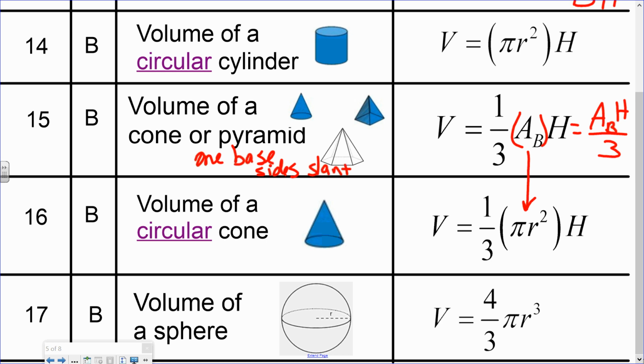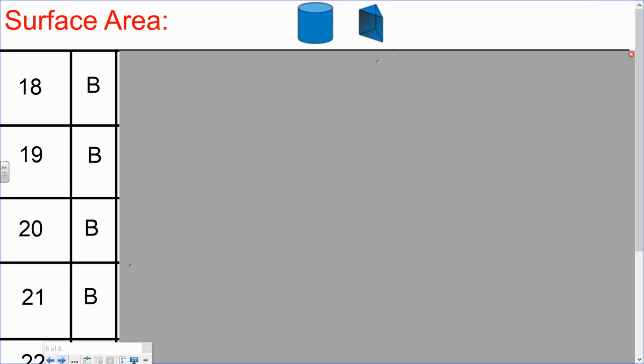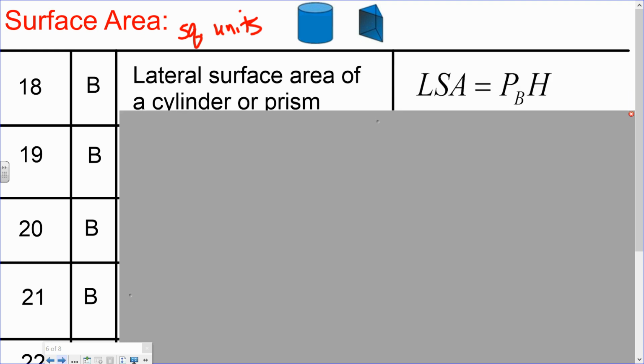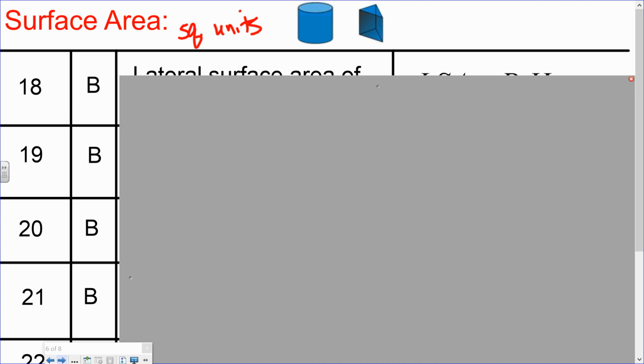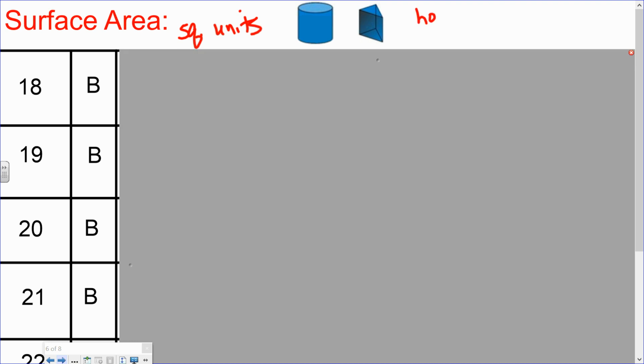All right, let's get these last ones up there then. So surface area, because it is a kind of area, will be labeled in square units this time. If I'm talking about surface area, I'm talking about how much paint to cover the outside.